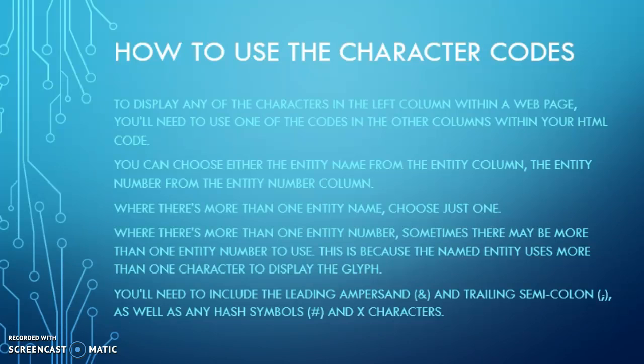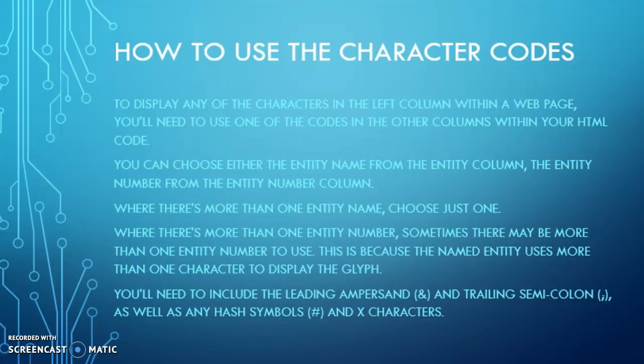How to use the character codes. To display any of the characters in the left column within a web page, you'll need to use one of the codes in the other columns within your HTML code. I'm going to refer back to the index I previously showed you. You can choose either the entity name from the entity column or the entity number from the entity number column. Where there's more than one entity name, choose just one.